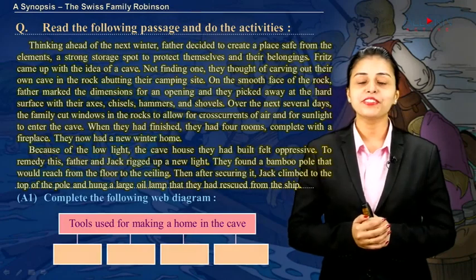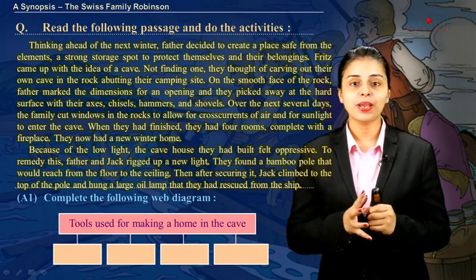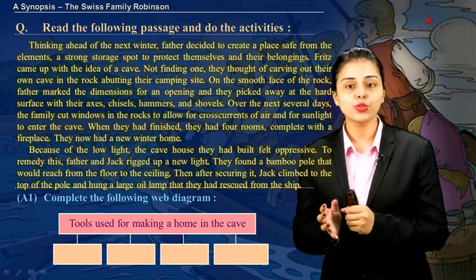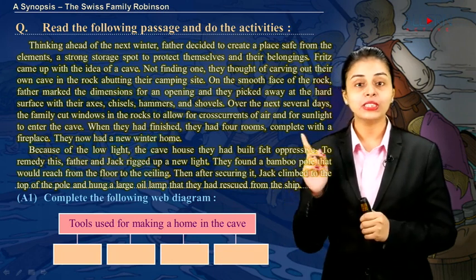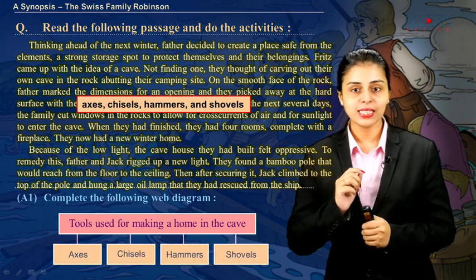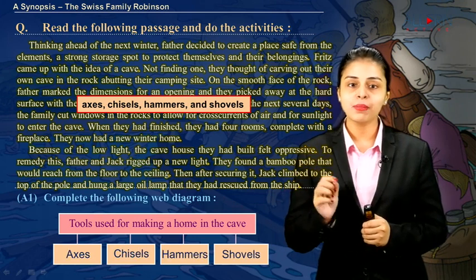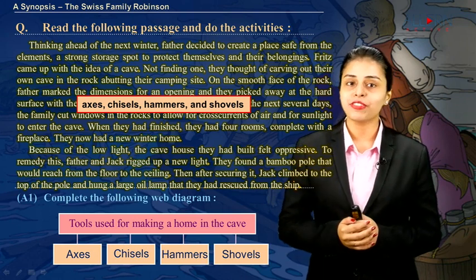Now let us begin with the first activity over here. In this particular activity, we have to complete the web diagram and mention the tools that were used for making a home in the cave. Now these were the tools that were used by the families. So we'll write down axes, chisels, hammers and shovels in the last category. These were the tools that the family used.